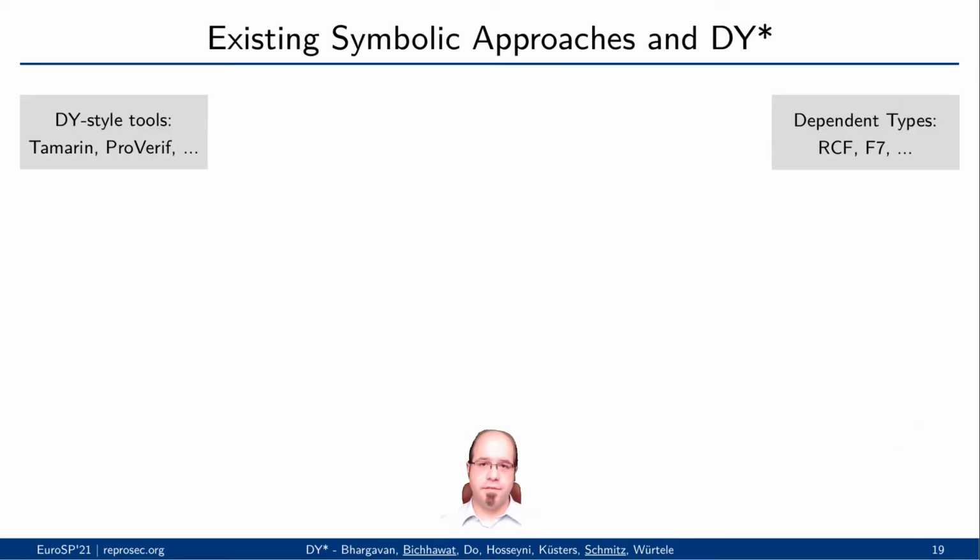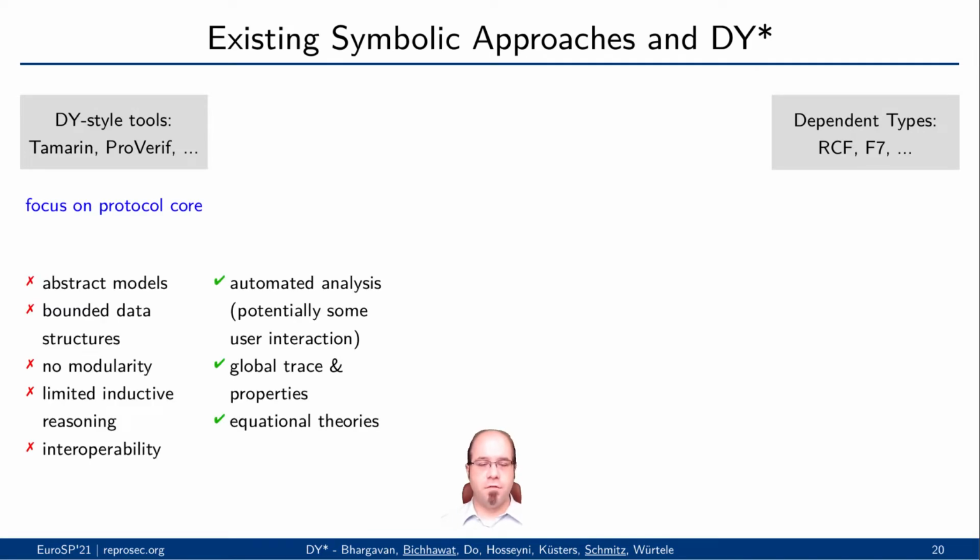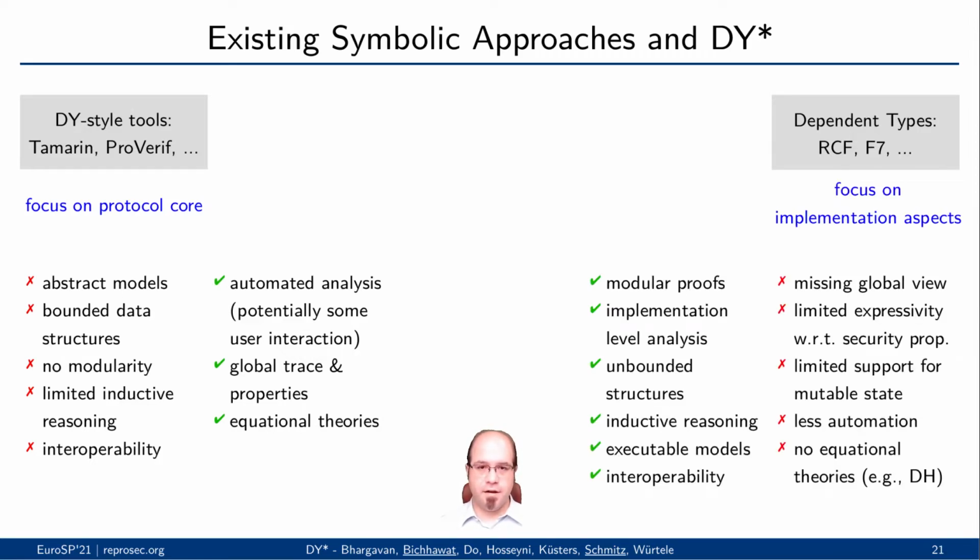In symbolic approaches, we have two lines of work. We have Dolev-Yao style tools like Tamarin and ProVerif, which focus mainly on the protocol core and aim at automation. In these tools, you reason on a global trace and state your security goals on that trace. And you also have equational theories at hand. However, these tools also have their limitations. You typically reason on quite abstract models. You have only bounded data structures, no modularity, and limited inductive reasoning. And it's hard to get your models interoperable with real-world counterparts. On the other hand, we have work based on dependent types like RCF and F7. And these focus on implementation aspects.